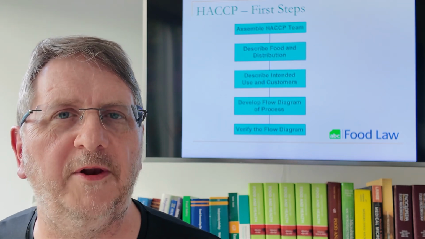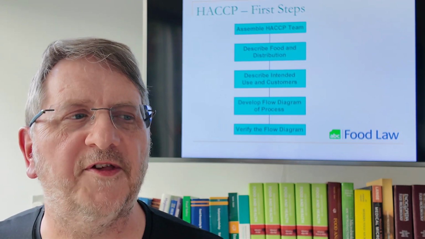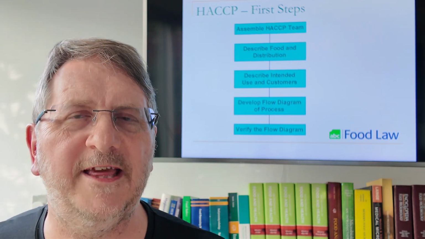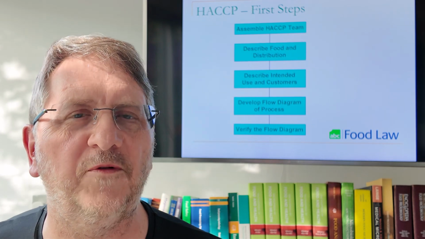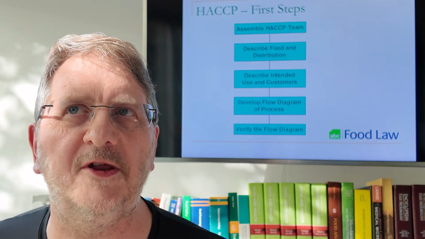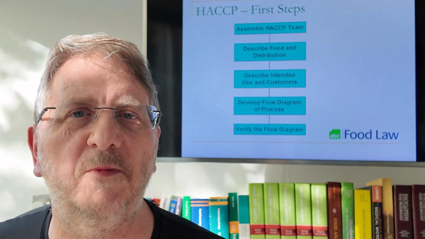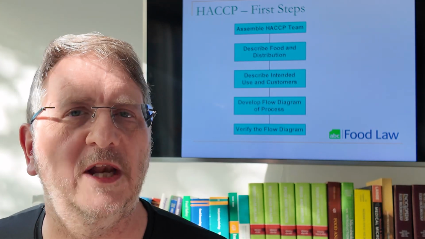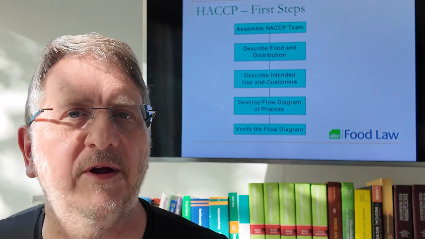What would typically happen is when you've got a team together, the first step is to describe the food and distribution. So describing the food typically involves things like shelf life. What sort of shelf life do you want to apply to it? How is it going to be distributed? Is it going to be direct to the final consumer? Is it going to go through an elongated food supply chain? Are we talking about a frozen product, a dry product?